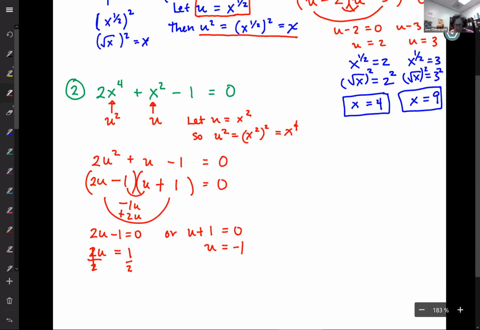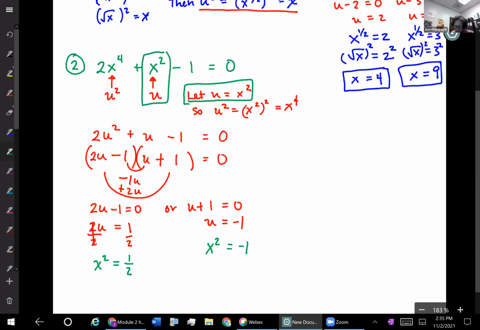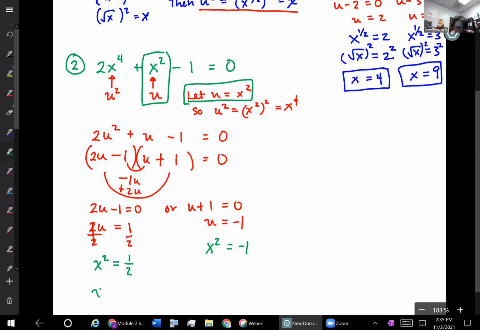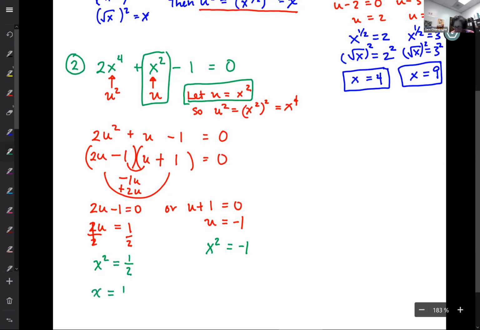Then go back to what did we assign? We let u equal x squared, right? It's always going to be that middle guy. So plug x squared back in for u. x squared is 1/2, and x squared is -1. So now we need to use the square root property, where you've got to remember it could be positive, could be negative.